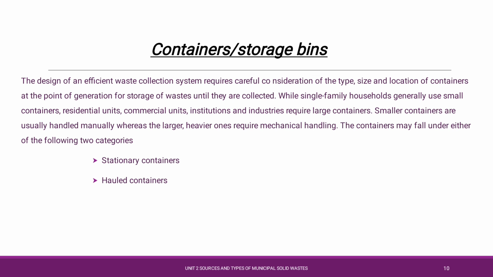Hauled container. The hauled container is used for the content to be directly transferred to the process plant, that is, to the transfer station or to the disposal site, for emptying before being returned to the storage site. This type of container is used for carrying larger and heavier waste, and hauled containers are usually handled by mechanical methods of handling.